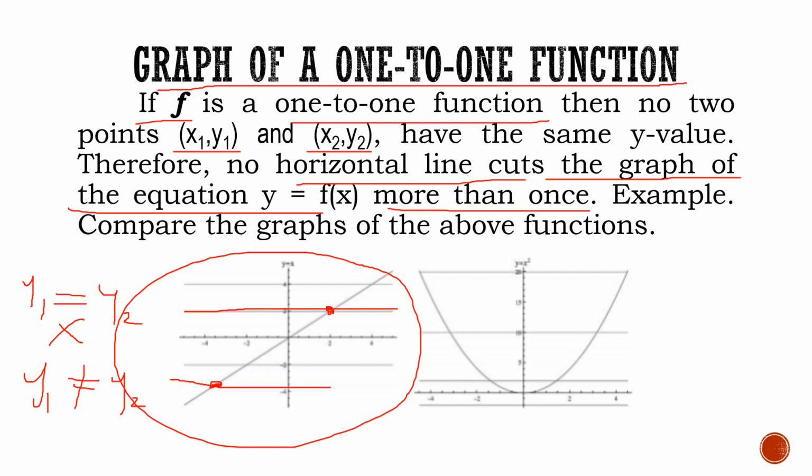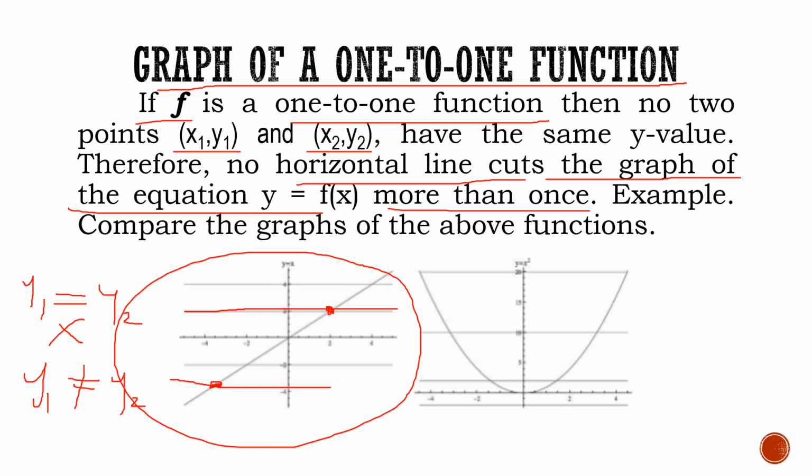So we need to satisfy that your horizontal line test will pass through your graph only once, meaning to say that there is only one point of intersection between your horizontal line and your graph.